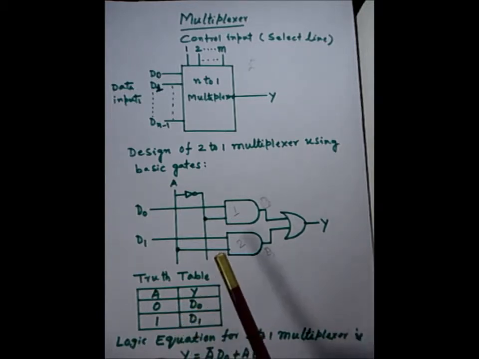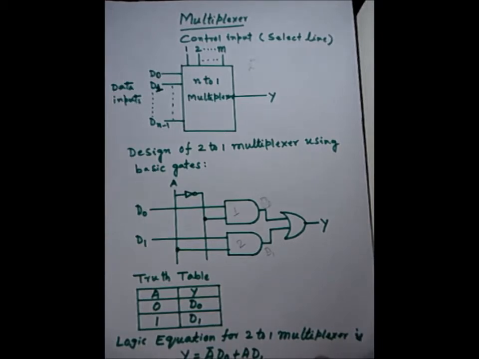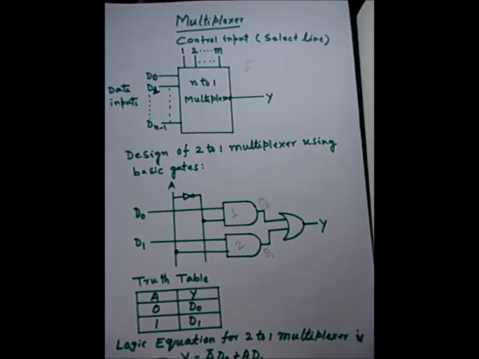Another important thing is that if we want to write the logic equation for this 2:1 multiplexer circuit, Y equals A bar into D0 plus A into D1, with the summation done by the OR gate. Therefore, we have written the basic gates as this logical expression. Many simplifications we will discuss later on.